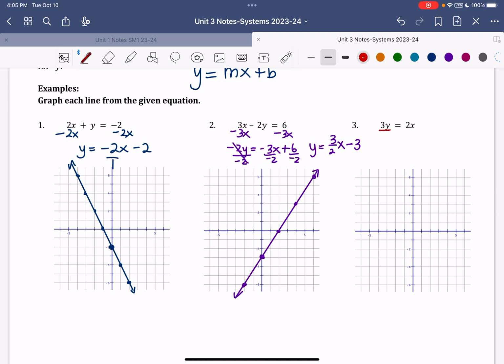All right, all we have to do is divide by 3 on this one. Y equals 2/3 x plus 0. We don't usually write the plus 0, but sometimes it's helpful for us to remember as we are trying to get the intercept. So it's positive again, up 2, right 3, or down 2, left 3. And again, we connect the dots.